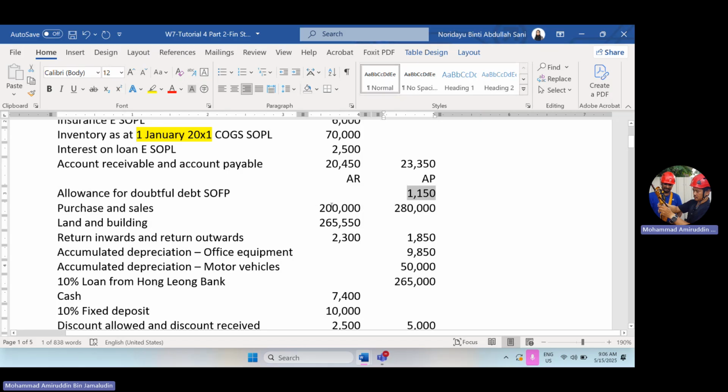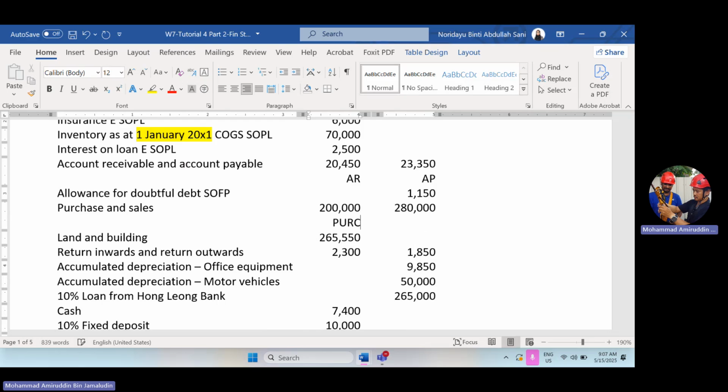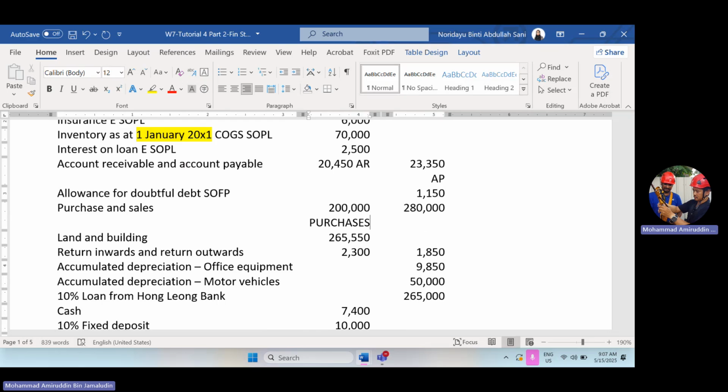Purchases and sales. Again, we have the debit and credit. You should know which one is purchases. Purchases is equivalent to our expenses, so normal balance debit. And sales is your revenue account. So revenue, normal balance on credit.